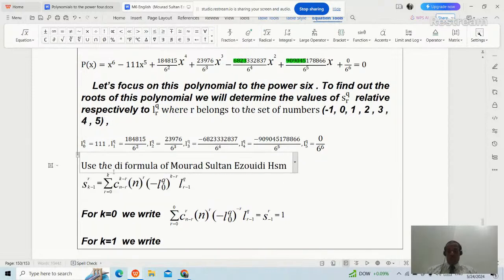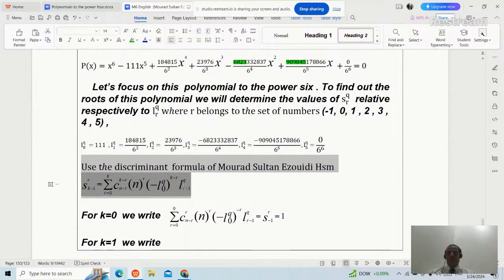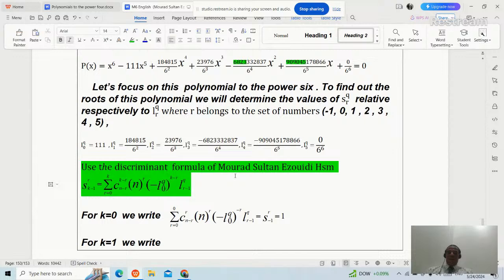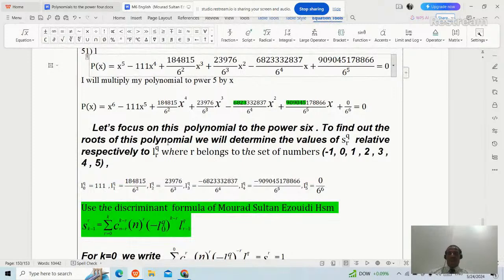The discriminant formula of Mr. Mourad Sultan Ezouidi, which is this. I will use it now so that we can find S1, S2, 3, 4, and 5. So just start like that. Before doing this, I will just explain this one. This is my own polynomial, and I will try to solve it.